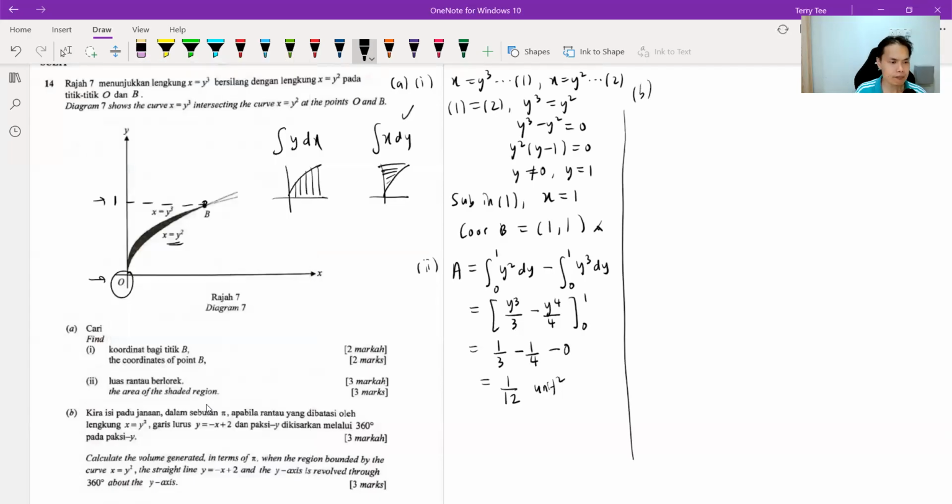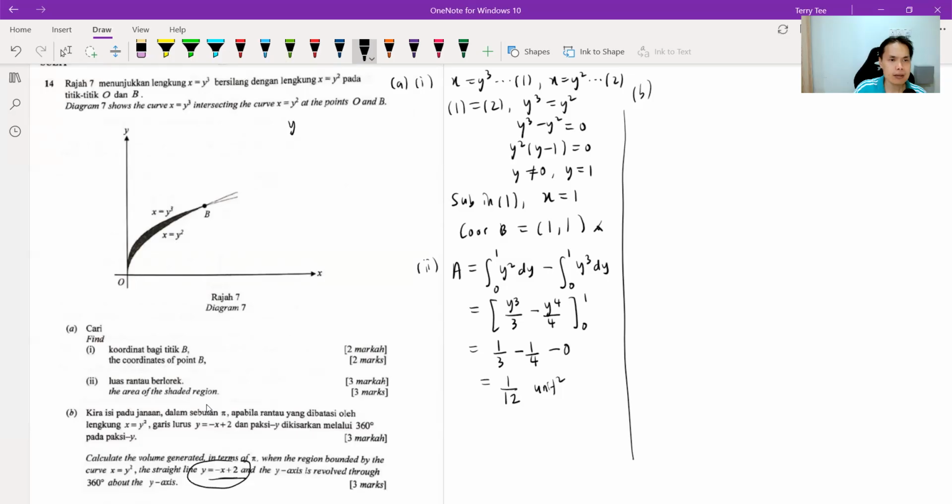Okay, part B. Calculate the volume generated in terms of pi when the region bounded by the curve x equals y squared, straight line y equals minus x plus 2, and y-axis is revolved 360 degrees about the y-axis. The annoying part about this question is that they didn't actually draw for you the straight line y equals minus x plus 2. So let me just sketch for you.